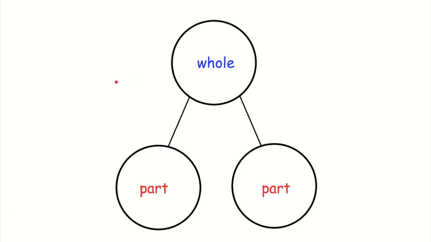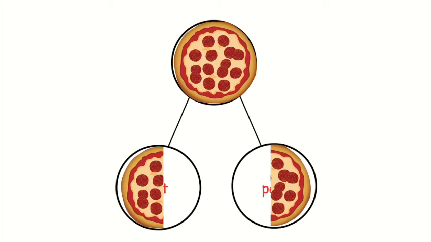What these shapes and lines mean is that the contents of the two shapes with a single line coming out of them represent two different parts, and the shape with multiple lines coming out of them represents the whole. If I wanted to represent this using pizza, I could show these two pizza halves combined make one whole pizza.